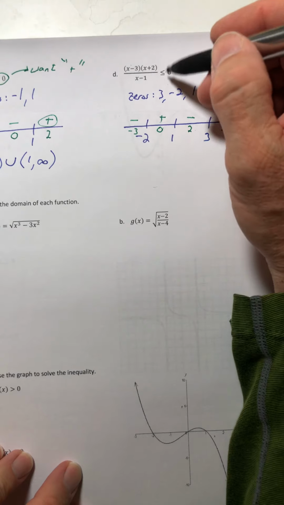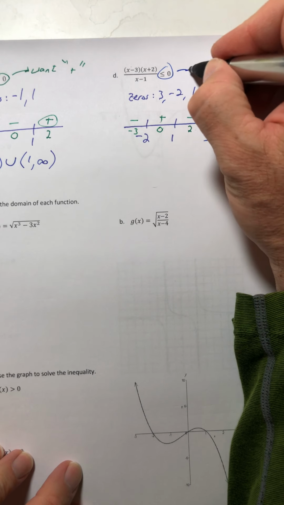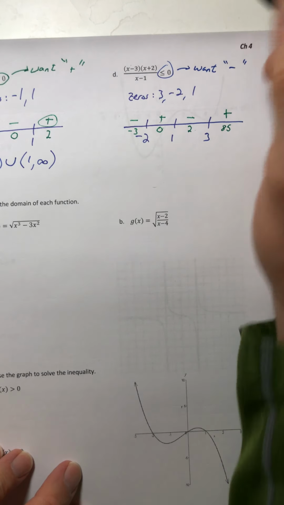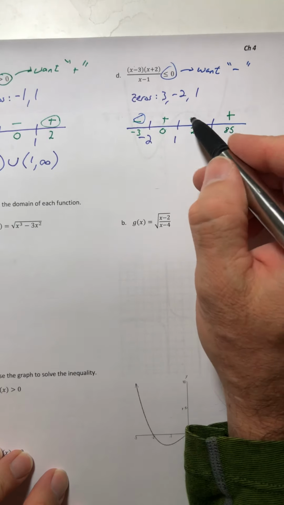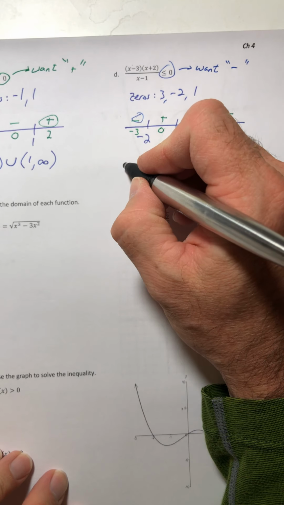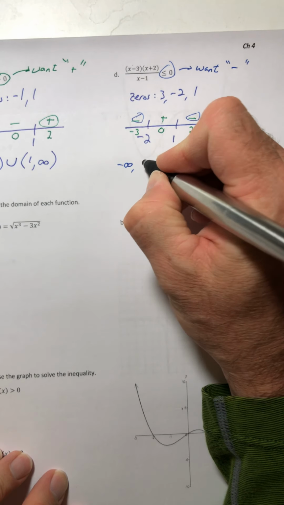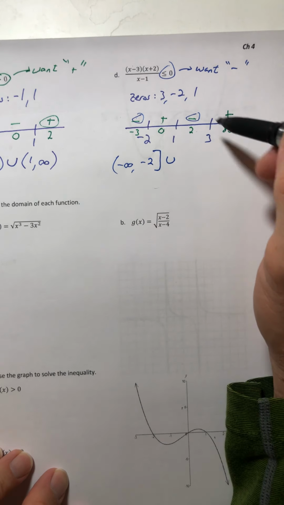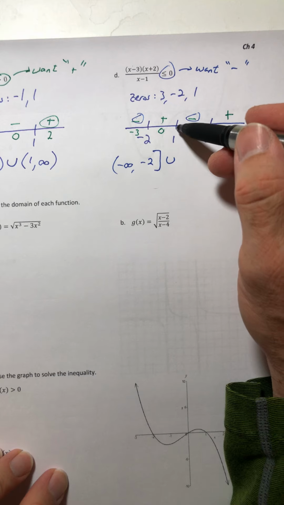Okay, so your inequality here says, hey, we want the minus signs. So the minus signs are from -2 on down, so -infinity to -2. And I've got the other ones sitting from 1 to 3.